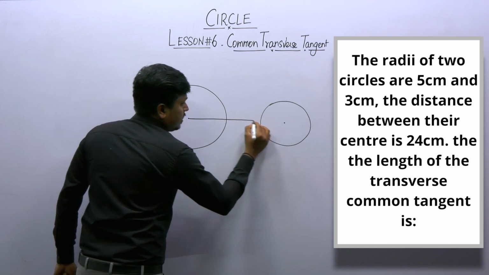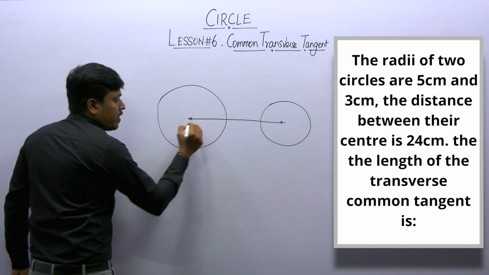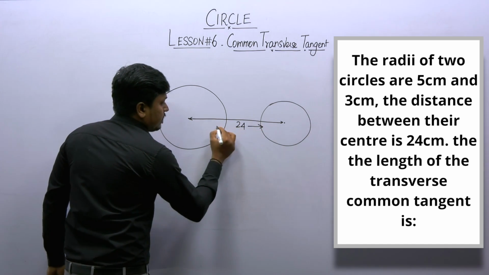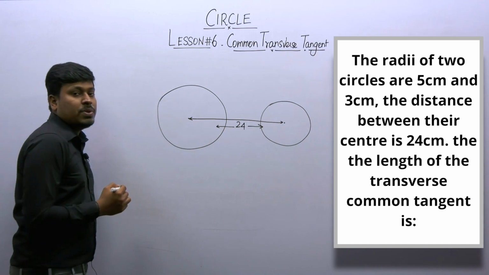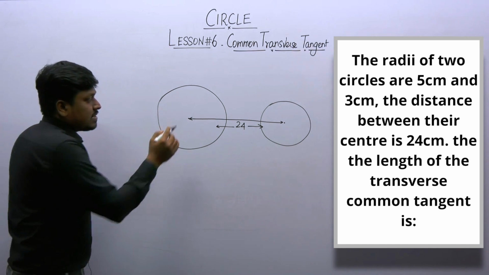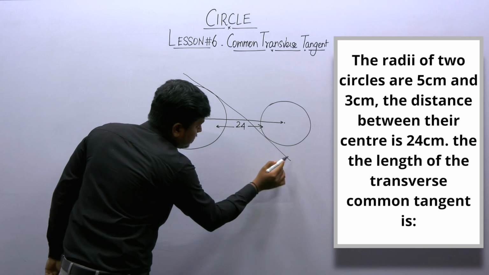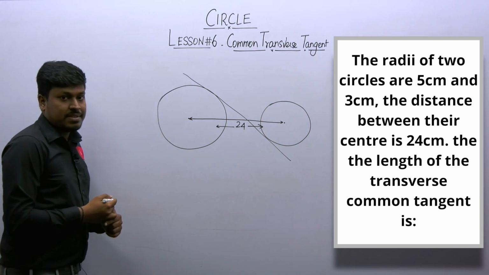We can say that the distance between both the center points of the circles is also given, that is 24 centimeter. Right? So what is the next step? Our target is to draw the common transverse tangent. So the common transverse tangent should be drawn internally. Yes. So this is called the common transverse tangent.